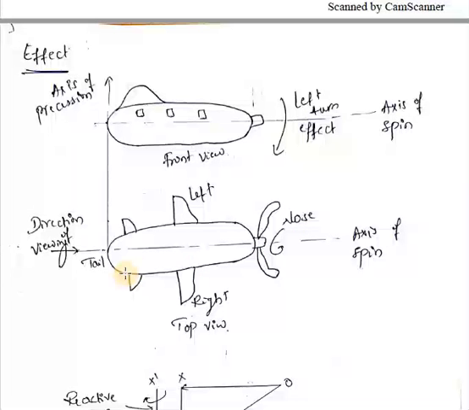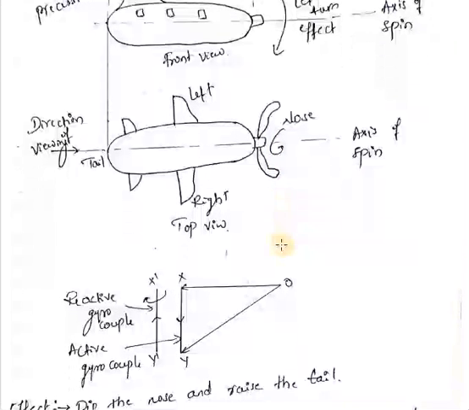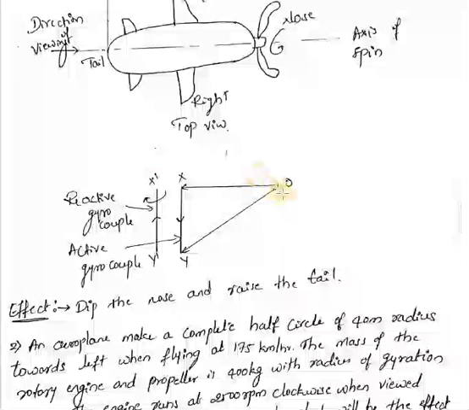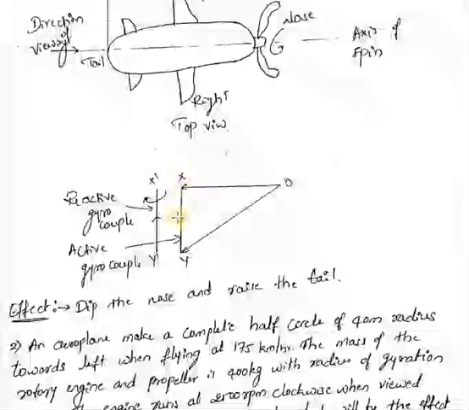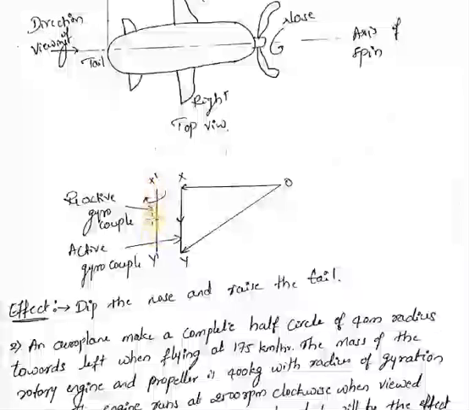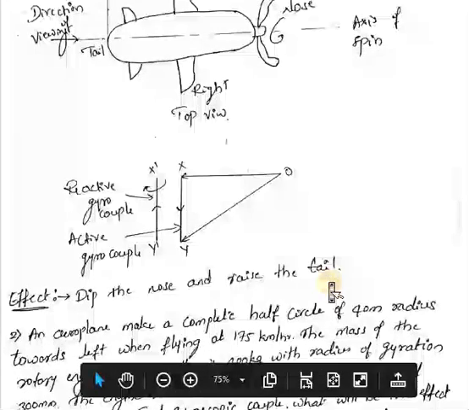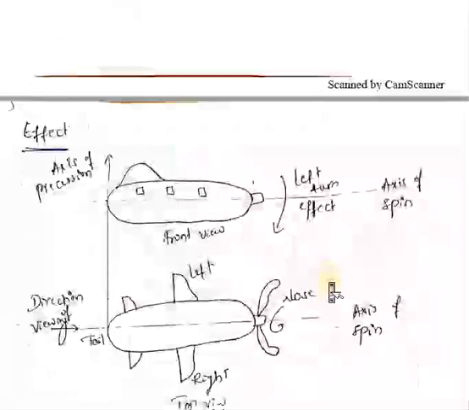So always remember, keep the viewing direction fixed at one end, either from the back or from the front. Based on that you analyze the direction of the rotor. Here, according to the given condition, the rotor is rotating counterclockwise when viewed from the rear end. This is the angular momentum vector. Initially it was at O to X. When it takes the left turn, it changes from X to Y, and this is the reactive gyro couple. The effect will be that it dips the nose and raises the tail. This is the effect of the gyro couple on the aircraft.